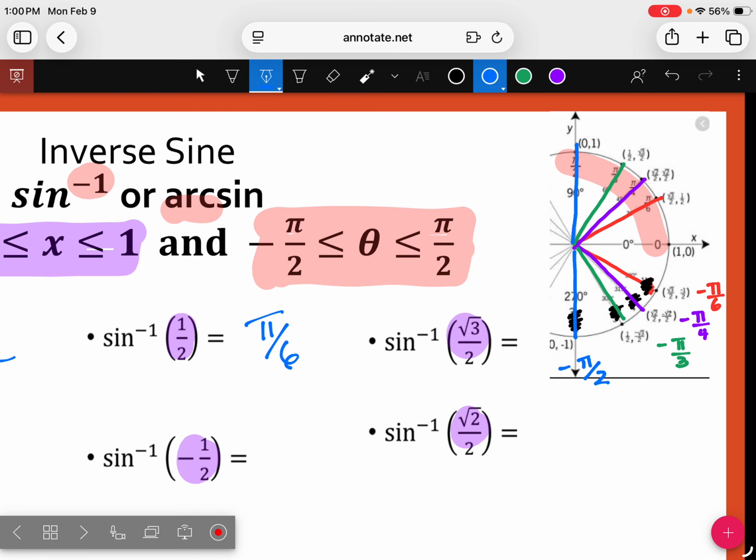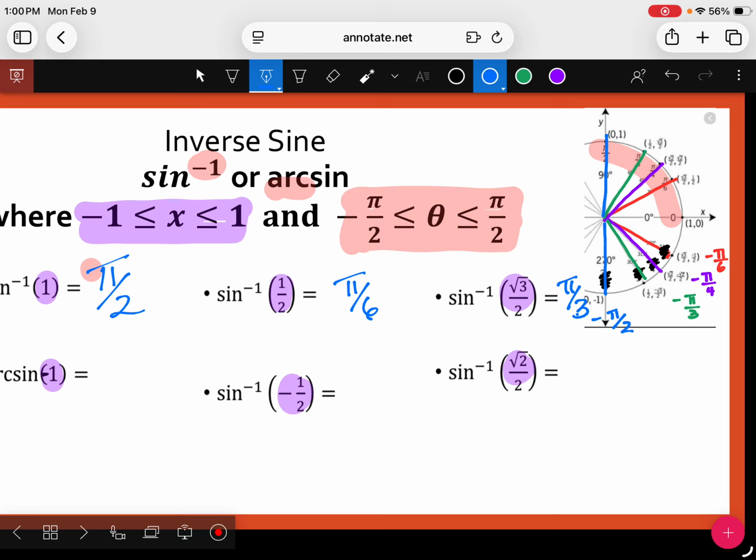What angle has a sine of positive root 3 over 2? Pi over 3. What angle has a sine of negative 1? Yep, negative pi over 2. What angle has a sine of negative 1/2?